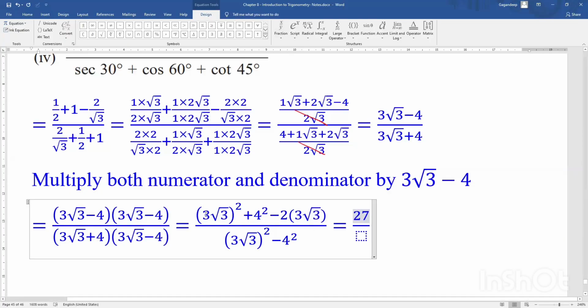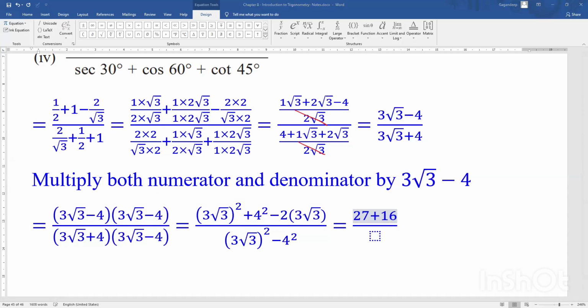I'll tell you one technique also. Whenever you have a number followed by a root sign, you can do it like this: 3 into 3 is 9, 9 into 3 is 27. So in both ways you get the same answer. Then we have plus 4 square. So 4 square is nothing but 16.